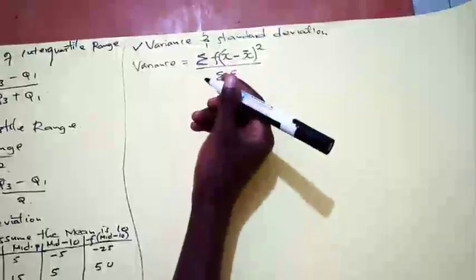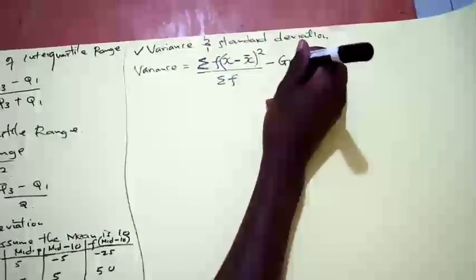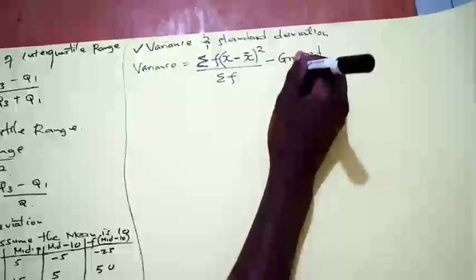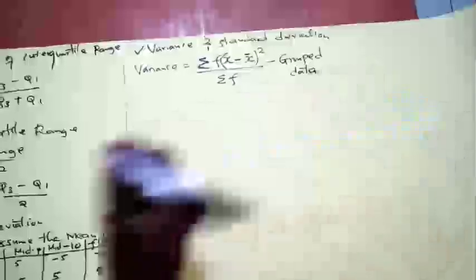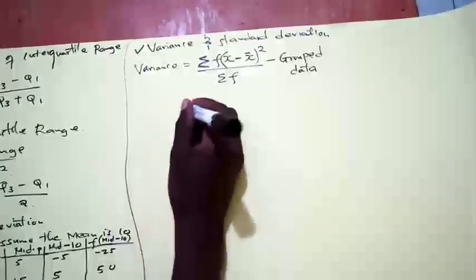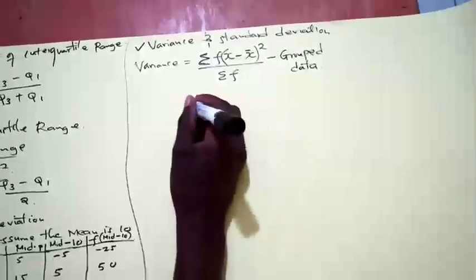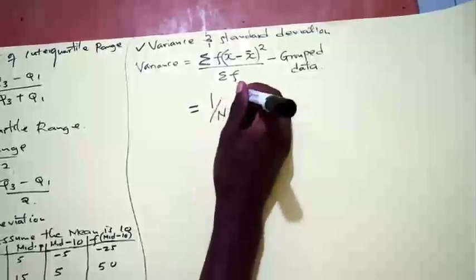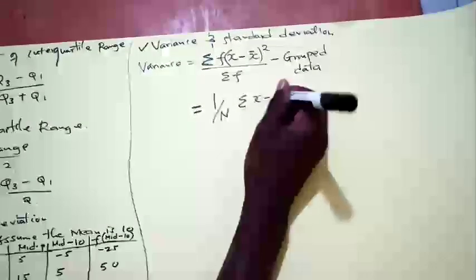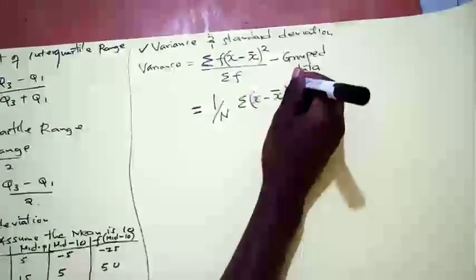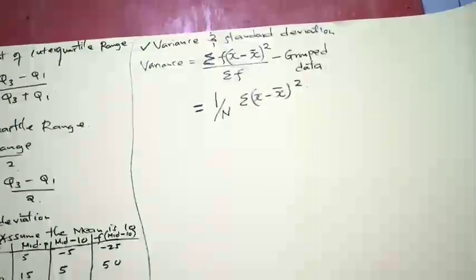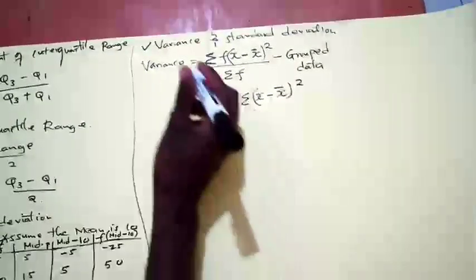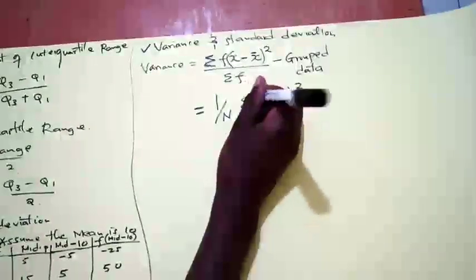So this is in case where we are talking about grouped data. We have also ungrouped data. The variance is given as 1 over n, the summation of (x minus x bar) squared. So in such cases, let us use grouped data because it is so common.